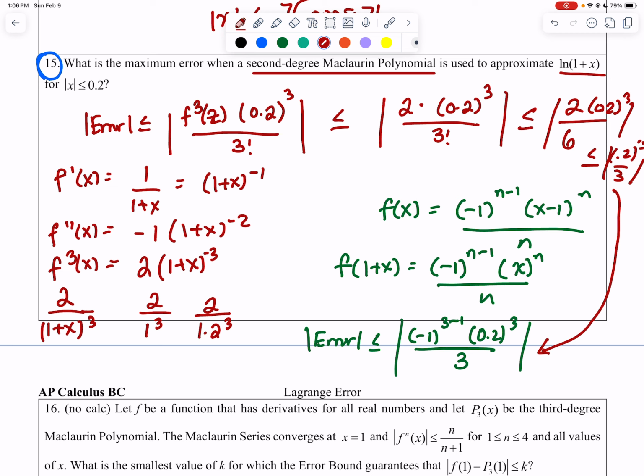Now, of course, you still have to justify why you're using alternating series. So you just got to say that, hey, this is an alternating series. The terms decrease in absolute value to 0, and then verify that.